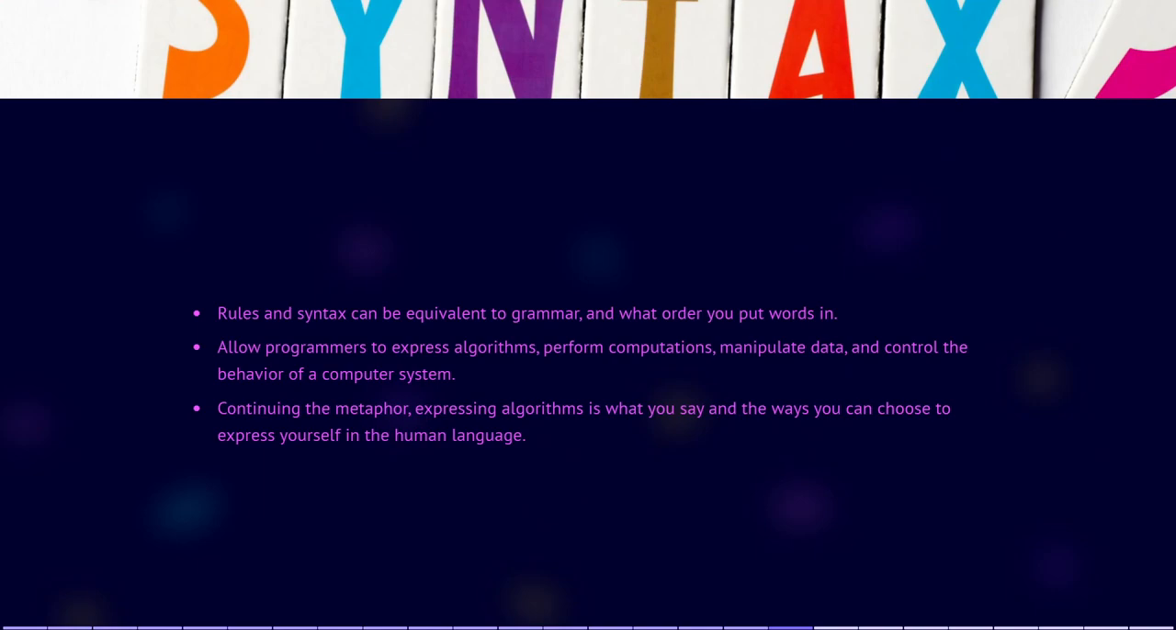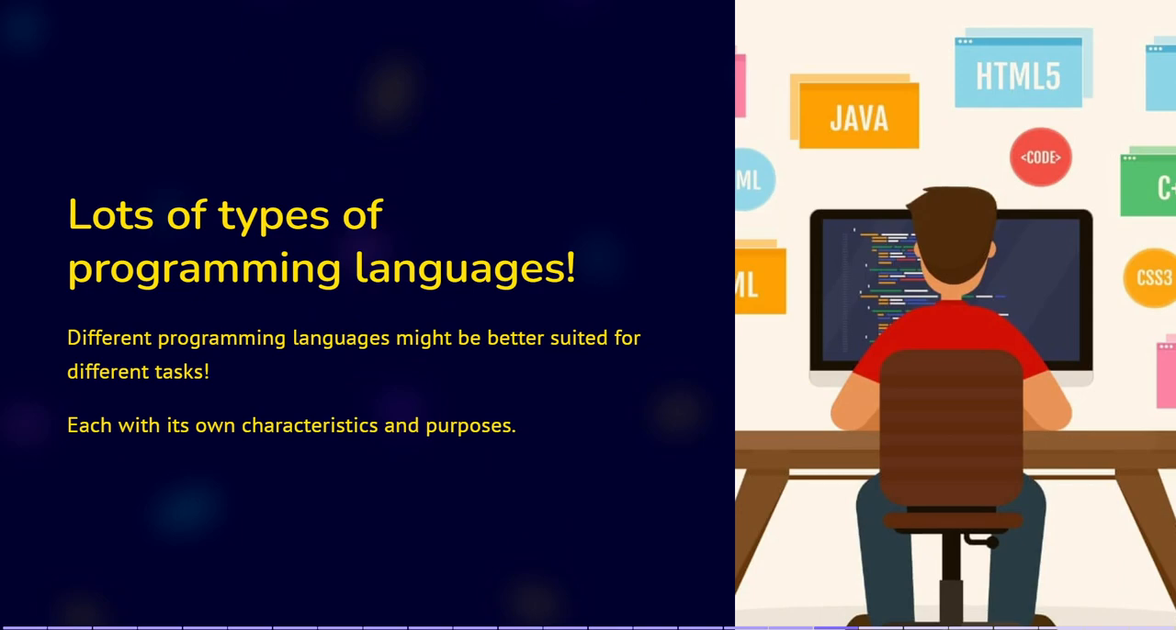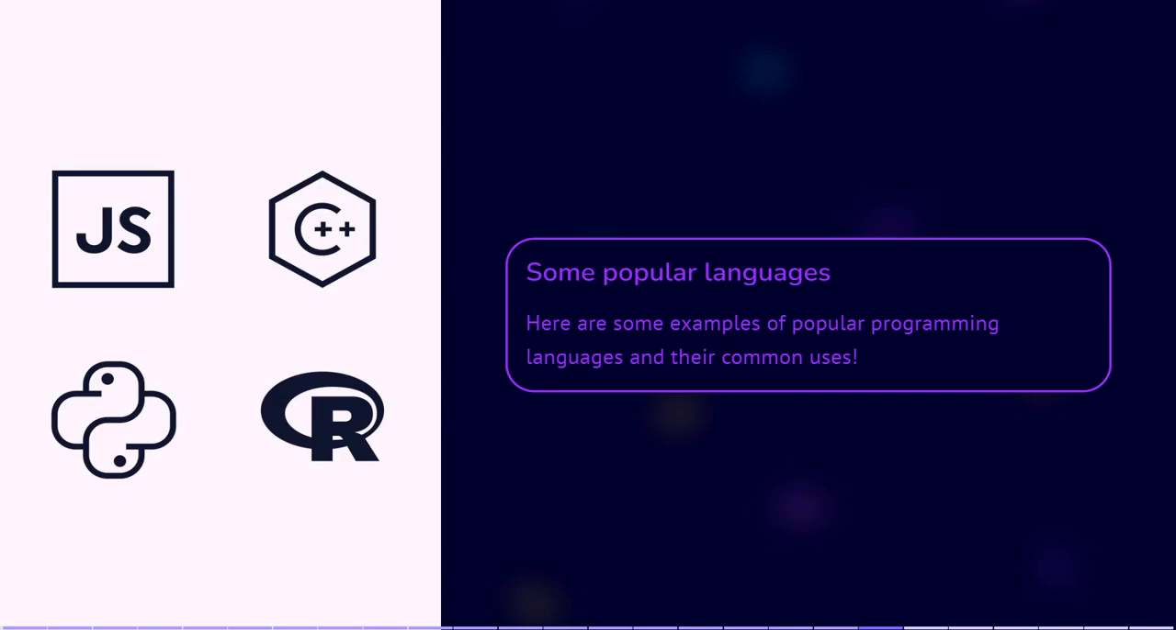If programming languages can be equated to human languages such as English and Swedish, then the rules and syntax can be equivalent to grammar and what order you put words in. They allow programmers to express algorithms, perform computations, manipulate data, and control the behavior of a computer system. If we continue the metaphor, expressing algorithms is what you say and the ways you choose to express yourself in the human language. There are various types of programming languages, each with its own characteristics and purposes. Different programming languages might be better suited for different tasks, even if most of them can be used for most tasks. Here are some examples of popular programming languages and their common uses.